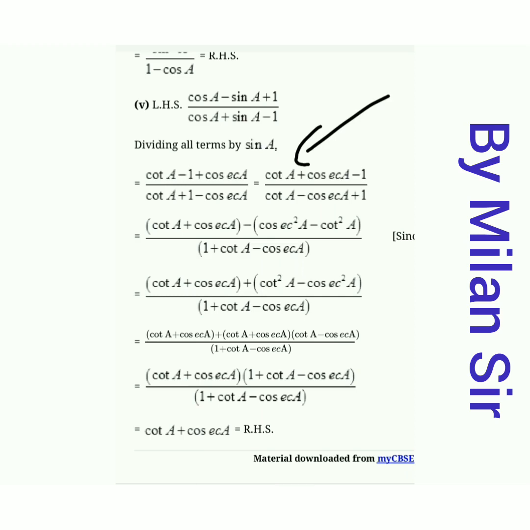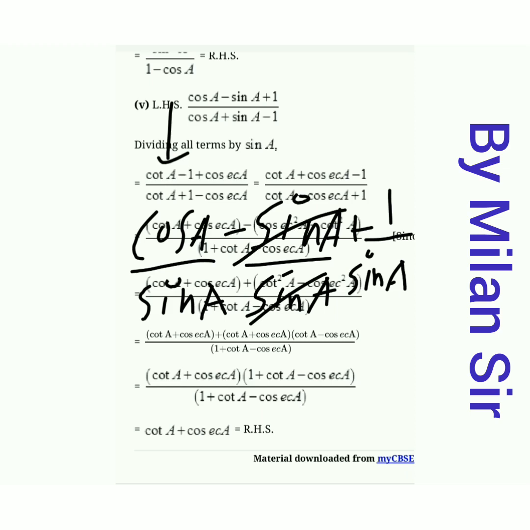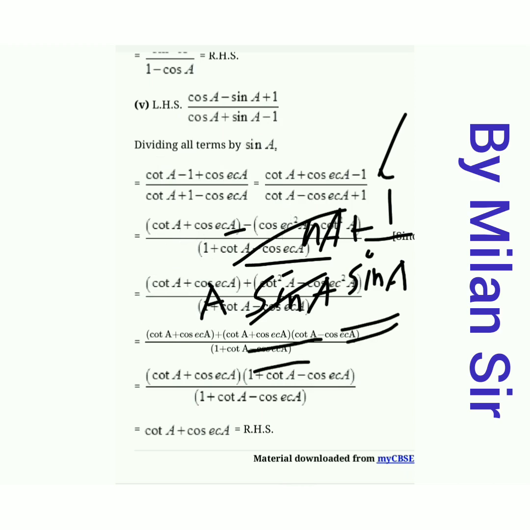In the numerator, first of all, it is cos A minus sin A plus 1. If we divide all these terms by sin A, what do we get? Cos A upon sin A is cot A. Here sin cancels, so 1. Here 1 upon sin A is the cosec A formula. Cosec A is equal to 1 upon sin A. So if we divide the numerator by sin A, we get cot A minus 1 plus cosec A. We just need to remember all these formulas.